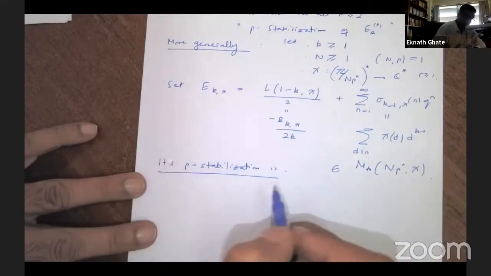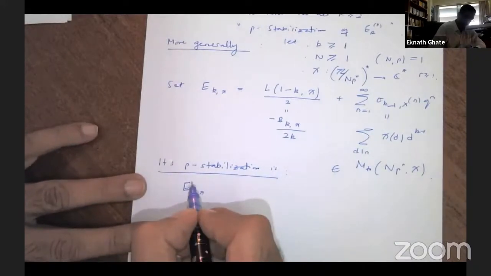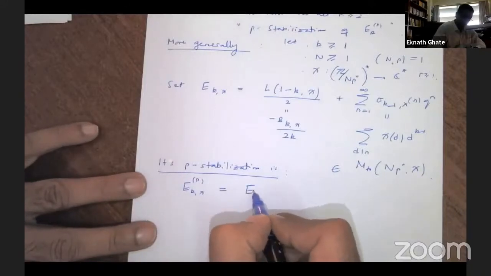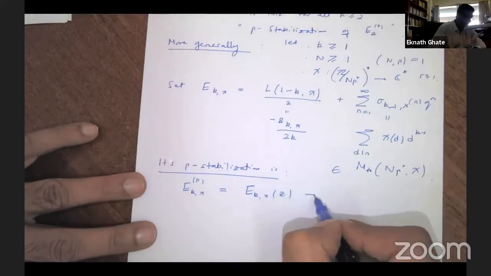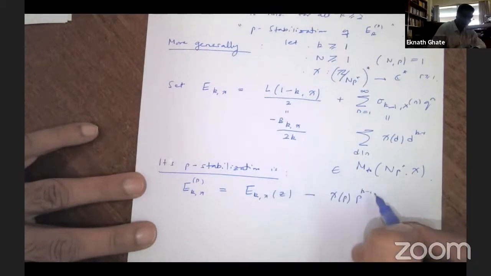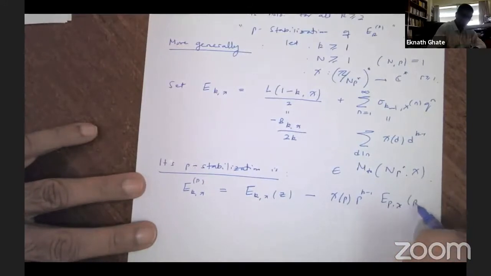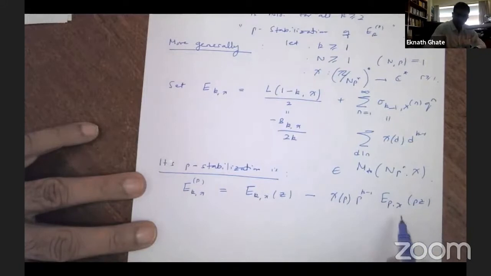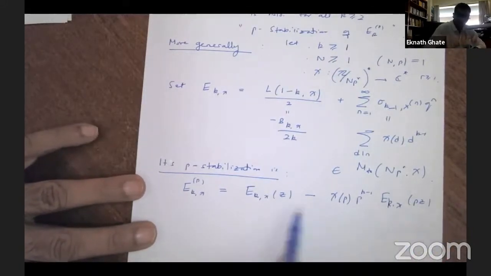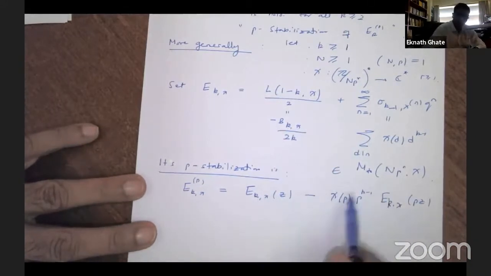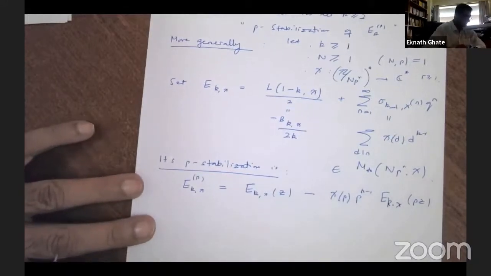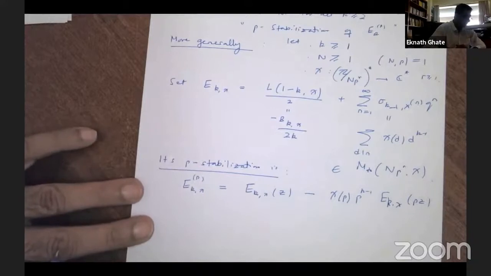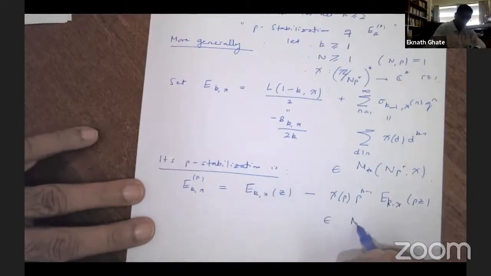Its p-stabilization is the following difference of two old forms. You take E_k,chi and you subtract off chi(p) p^(k-1) E_k,chi(pz). So here's the old form E_k,chi(z), and here's the other old form, but just trivially pushed forward to level p, and you take this difference with a constant, right? And you take this particular constant. So this turns out now to be a modular form in this space.